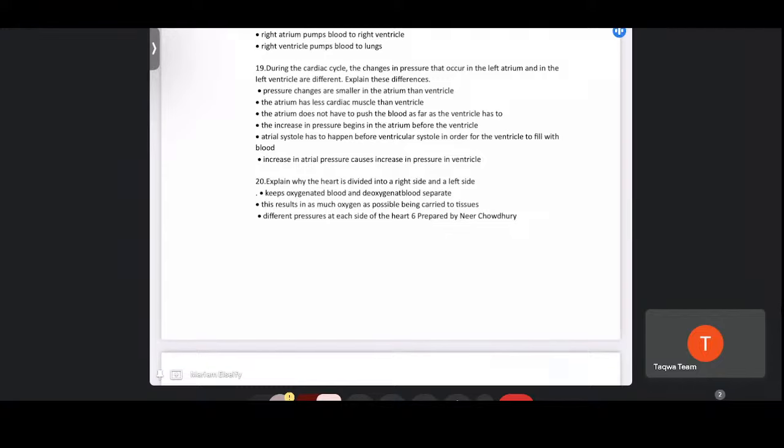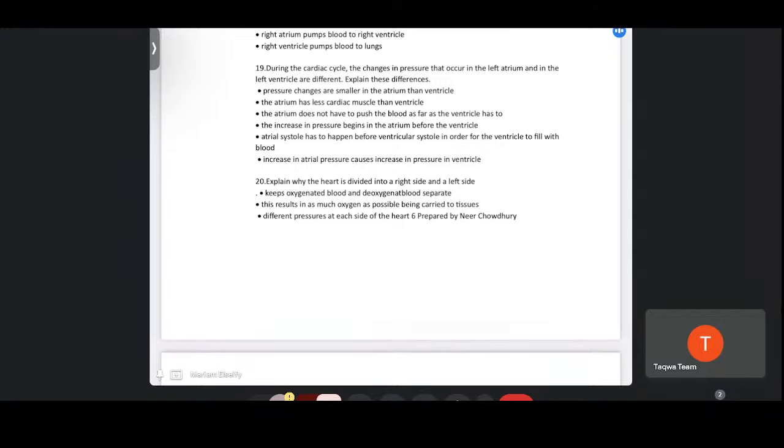Because the pressure changes are smaller in the atrium than the ventricle, the atrium has less cardiac muscle than the ventricle. The atrium does not have to push the blood as far as the ventricle has to. The increase in pressure begins in the atrium before the ventricle. The atrial systole has to happen before the ventricular systole in order for the ventricle to fill with blood. The increase in atrial pressure causes an increase in pressure in the ventricle.